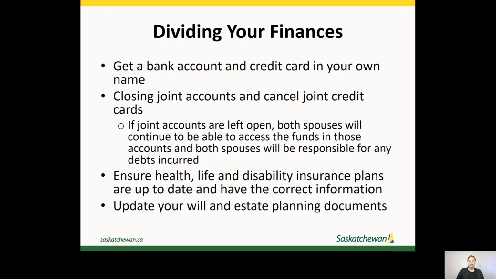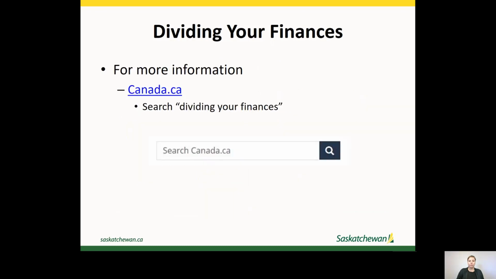Make sure your health insurance, life insurance, and disability insurance plans are up to date and have the correct information. Finally, you should update your will and other estate planning documents such as powers of attorney and healthcare directives. If you do not have a will, you may want to think about making one. For more detailed information on dividing your accounts, visit canada.ca and search Dividing Your Finances.